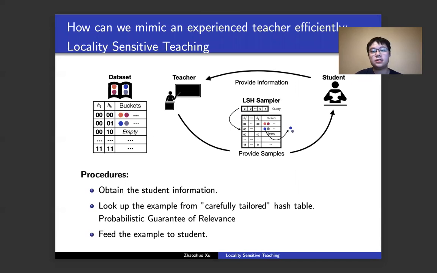We mimic this intuition and provide locality sensitive teaching, namely LST. LST avoids the traverse over all the examples. Instead, LST uses a hash table to categorize the teaching examples. When we get the student's information, LST directly performs a lookup in the hash table and retrieves the suitable example. Therefore, we significantly reduce the time cost of the greedy style traverse.